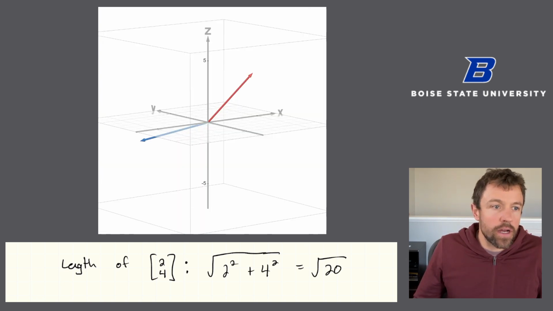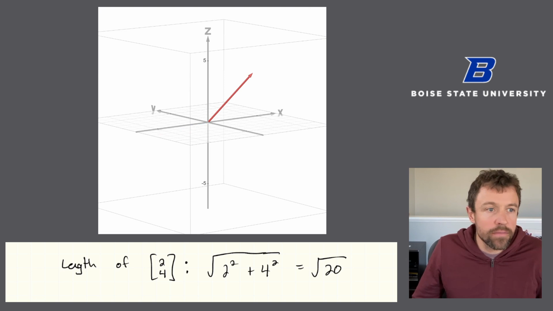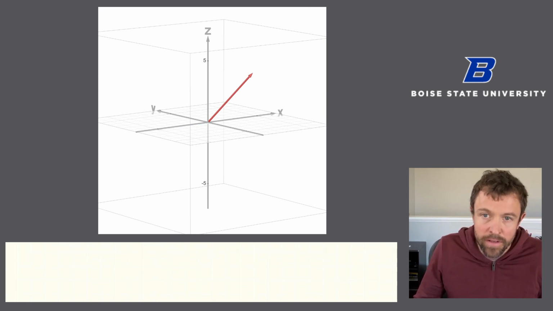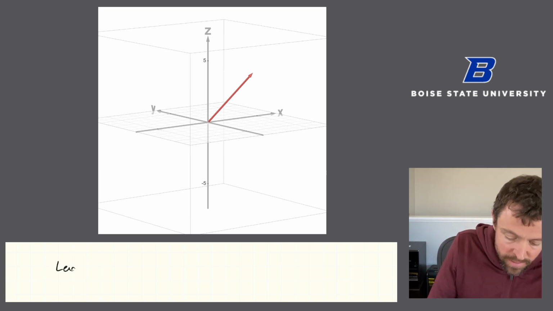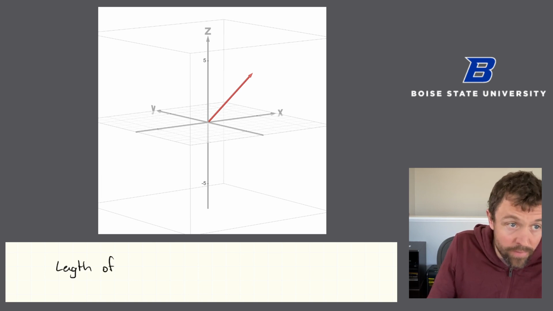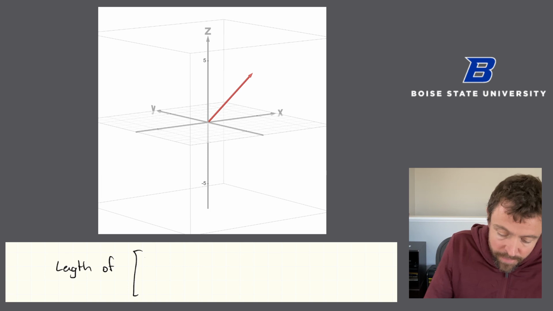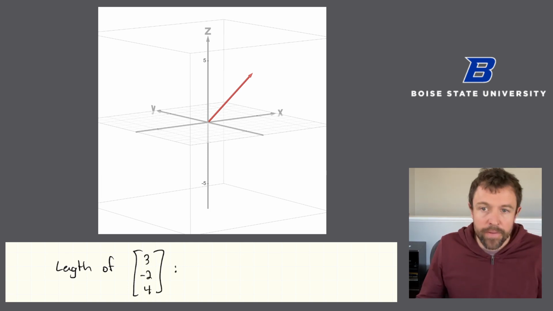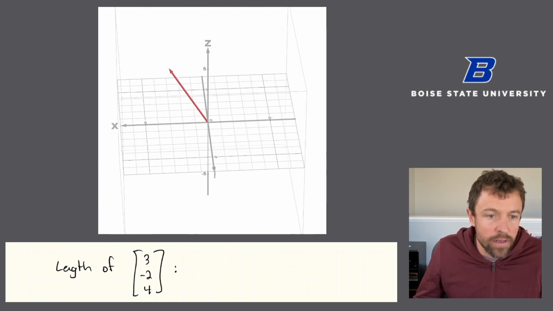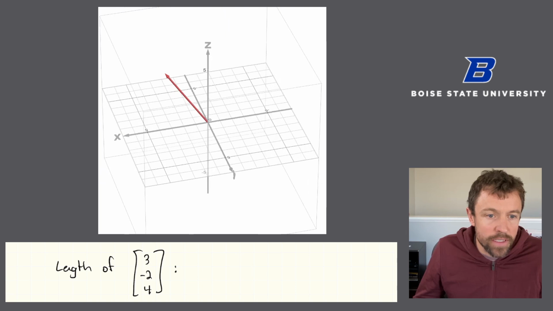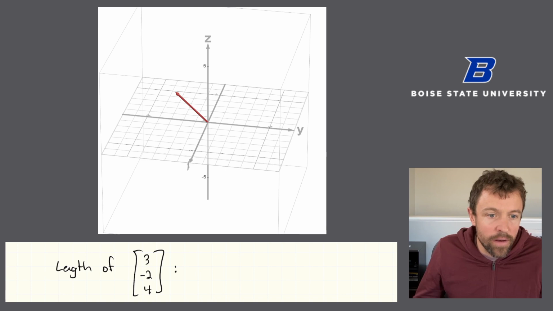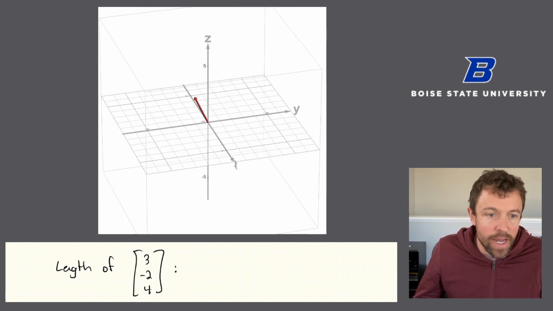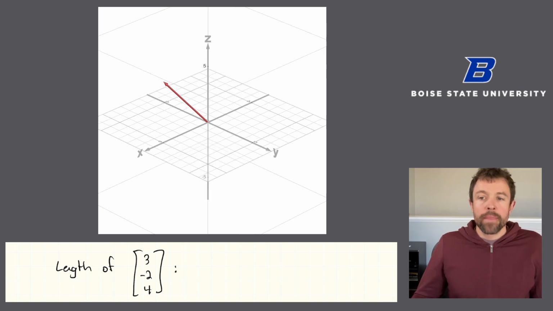And we can also talk about length in R3. So let's look at this vector here. Now, what is this vector? This red vector is the vector 3, minus 2, 4. And if we move around to this perspective, you can see that we have a negative y value, positive x and z.